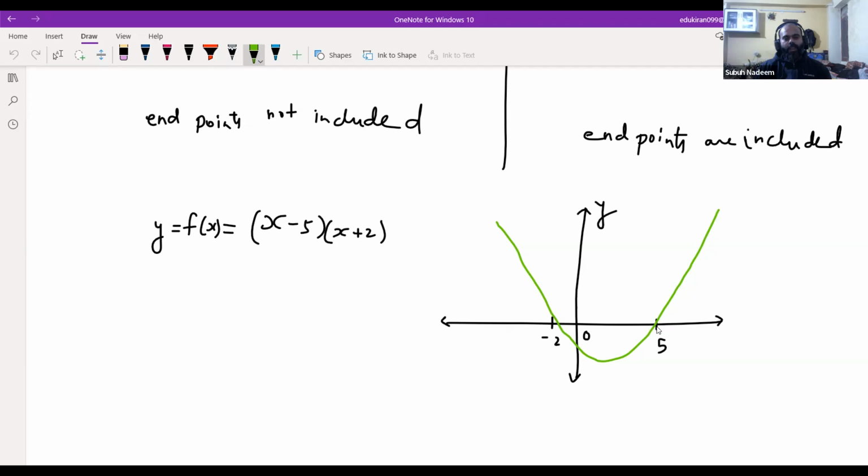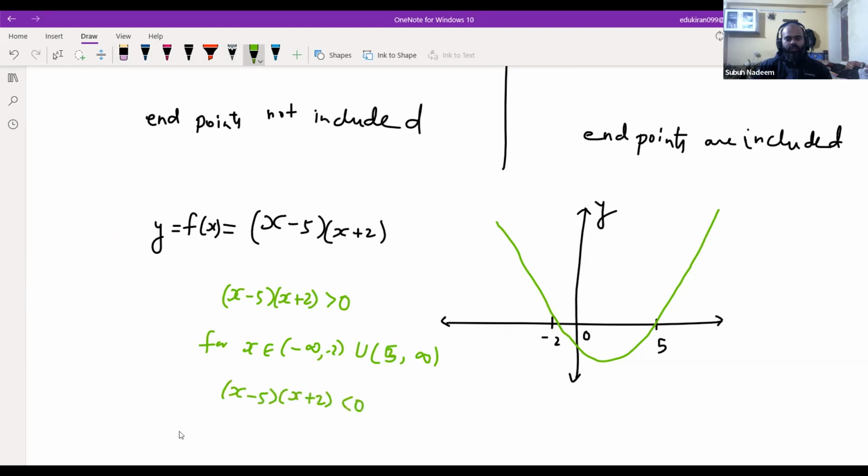From this graph, you can say that x minus 5, x plus 2 is above the x-axis, means greater than 0, for x belonging to minus infinity comma minus 2 union 5 comma infinity, and x minus 5 x plus 2 is less than 0 for x belonging to minus 2 comma 5.